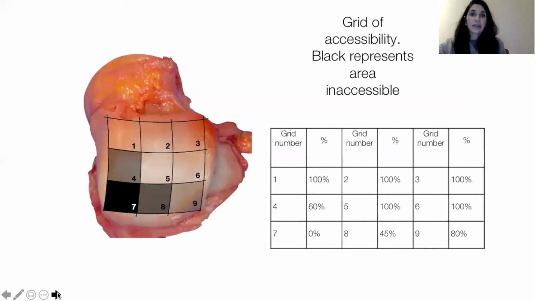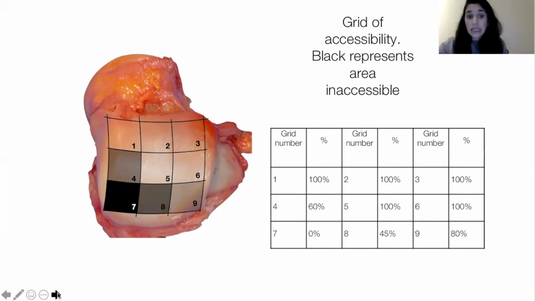We see again the grid of accessibility overlain on the 9-grid division as described by Elias et al. in 2007. Accessibility to each zone within the grid with a perpendicular surgical blade was documented. ImageJ software was used to calculate the surface area reached with the lateral transligamentous approach for each specimen. As we can see here, zones 1, 2, 3, 5 and 6 have 100% accessibility.